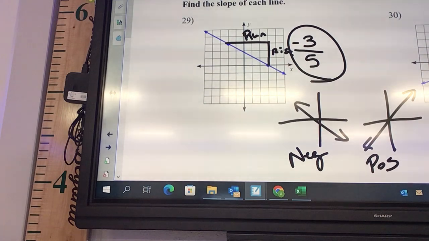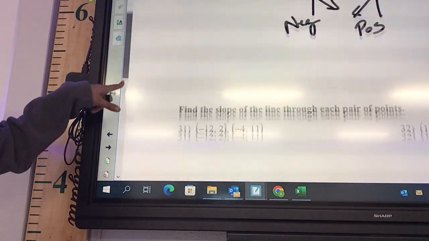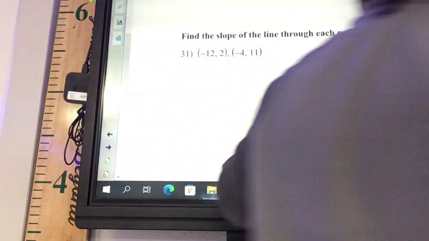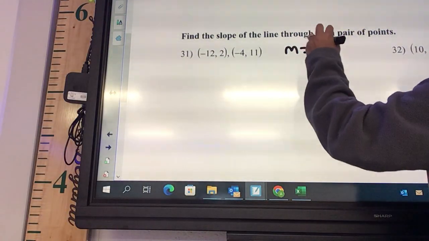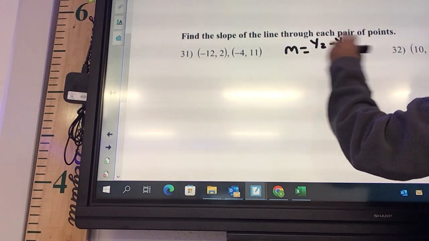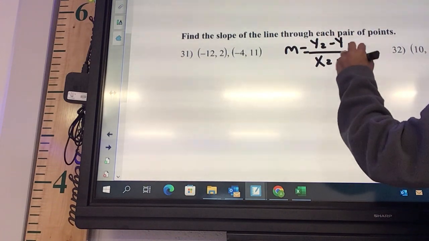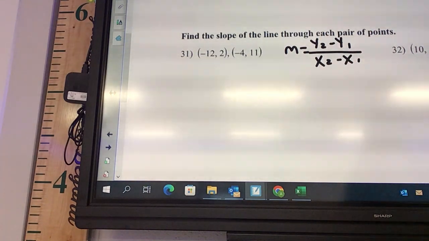Okay, the next one on here says find the slope of the line through each pair of points. Here's the formula. Make sure you have it. It says m equals y2 minus y1 over x2 minus x1. That's our formula. I will not give it to you the day of the test.